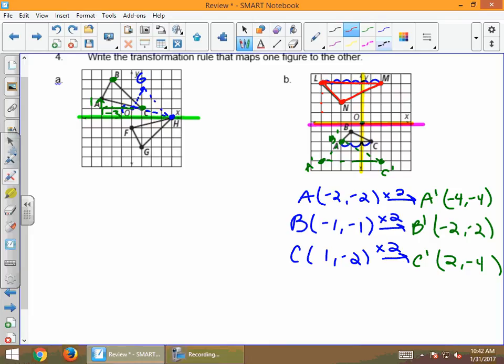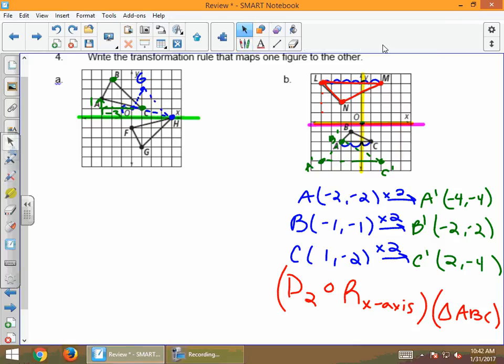They mapped up to each other. So list those transformations. What's that first transformation we did? What do we represent a dilation with? Capital D. What was our scale factor? And then what do we do after a dilation? So capital R for reflection. X-axis. And what triangle did we do? ABC. Questions over that?